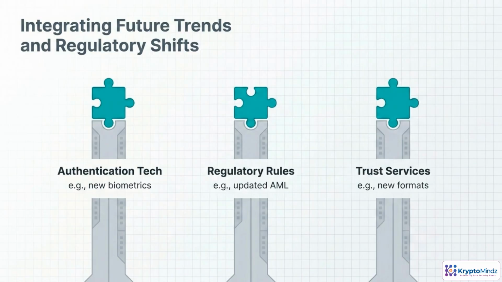As your solution evolves, think in terms of replaceable building blocks. New authentication methods like stronger biometrics should plug in behind a stable identity API. Regulatory changes, for example, new AML rules, should mostly affect policy and configuration, not your core flows. And new trust service capabilities or signature formats should integrate through well-defined adapters. By isolating these three areas, you can adopt future trends without constantly redesigning your eIDAS solution.